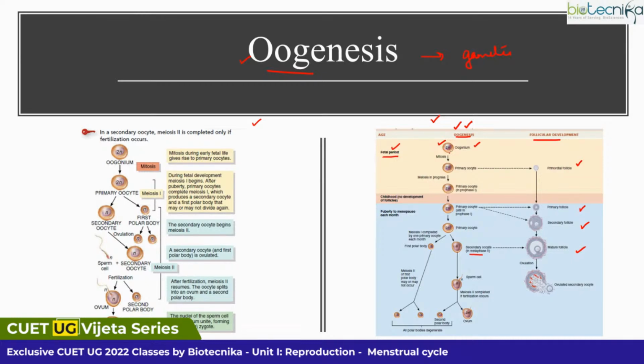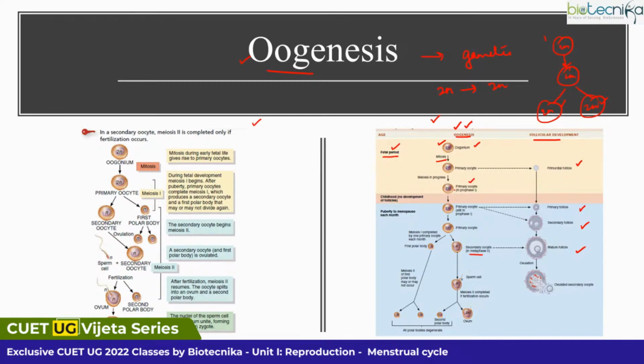These oogonium, the diploid cells, will undergo mitosis. What happens in mitosis? 2n will form 2n cells. If you have a parent 2n cell, replication occurs, it forms 4n, and it divides in mitosis, so it forms 2n and 2n. From one cell you get two daughter cells. In this way the number of cells increases, but they are all 2n, all diploid. Now these 2n cells we call primary oocytes.